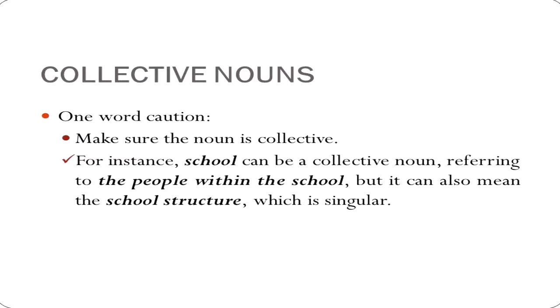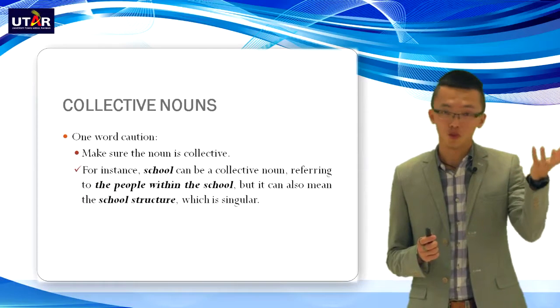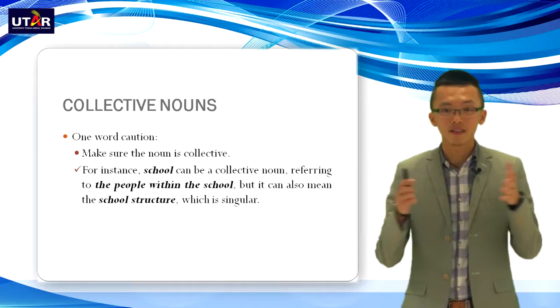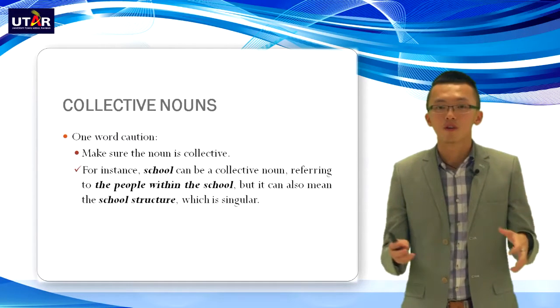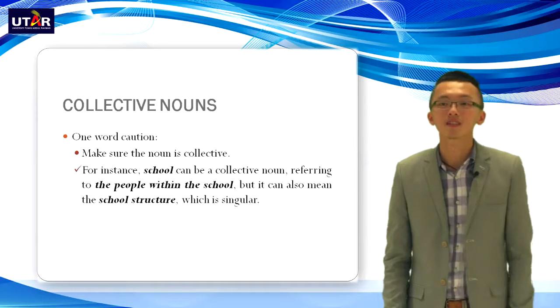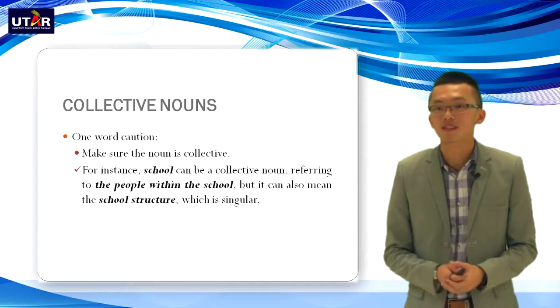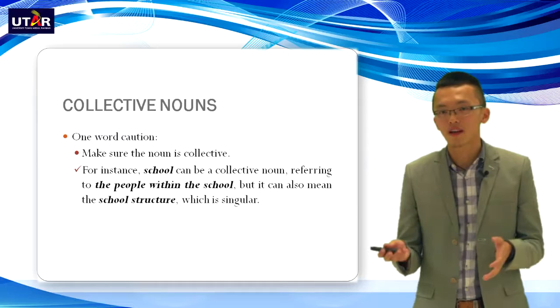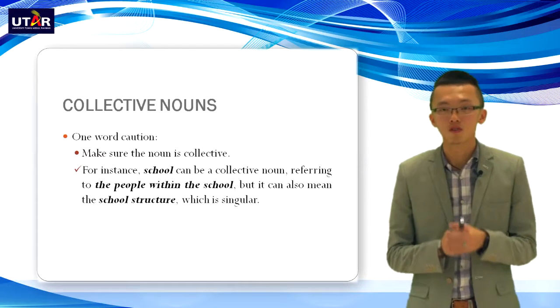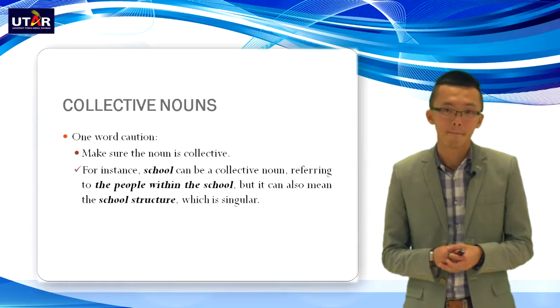Now, a word of caution when using collective nouns. When using collective nouns in a sentence, you have to ensure that the noun is in its collective form. For example, the word school can refer to the singular entity of the school building, or to the entirety of a school, which comprises the students, the teachers, and even the structure itself. So when you use collective nouns in a sentence, make sure you use them in their collective form.